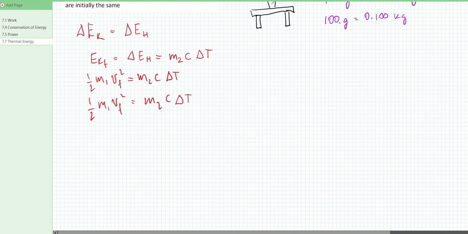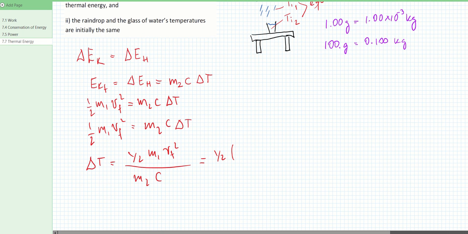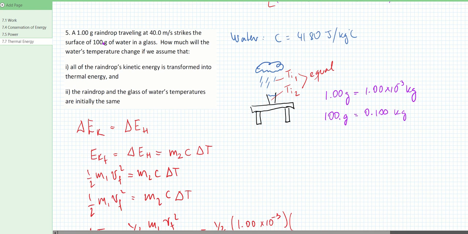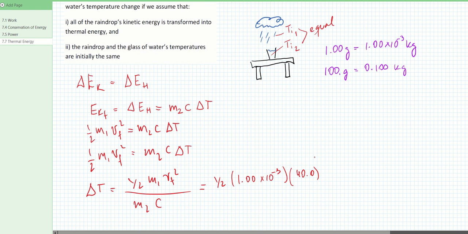Then we just plug in the values, or you can do a little bit of algebra and solve for delta T. So delta T in this case is going to equal 1/2 m1 Vf squared over m2 times the heat capacity. Plug in the numbers: 0.5 times mass 1, which is the raindrop, 1 gram, or 1.00 times 10 to the negative 3 kilograms, times the speed, which in this case was 40 meters per second. Don't forget to square it.